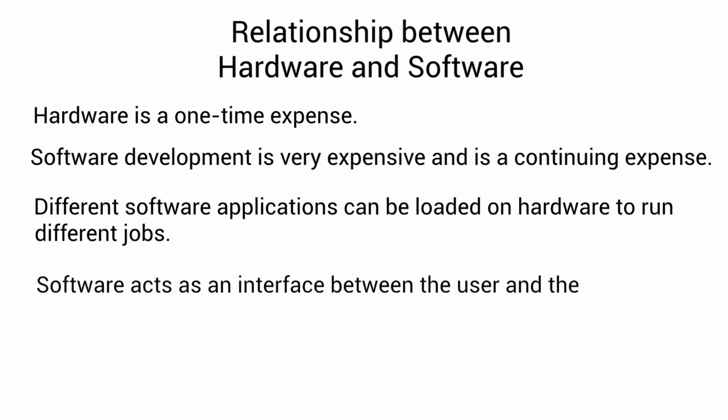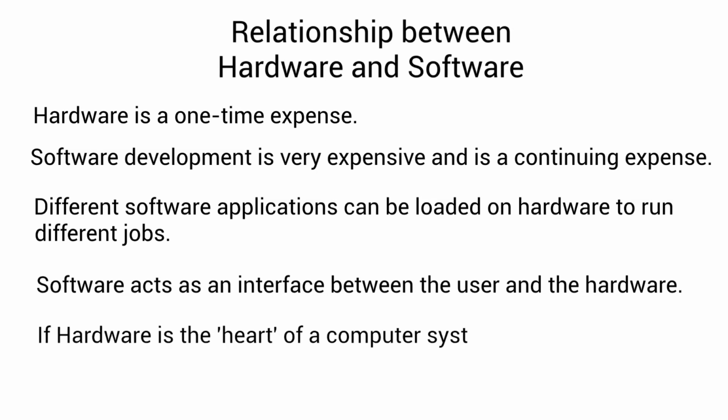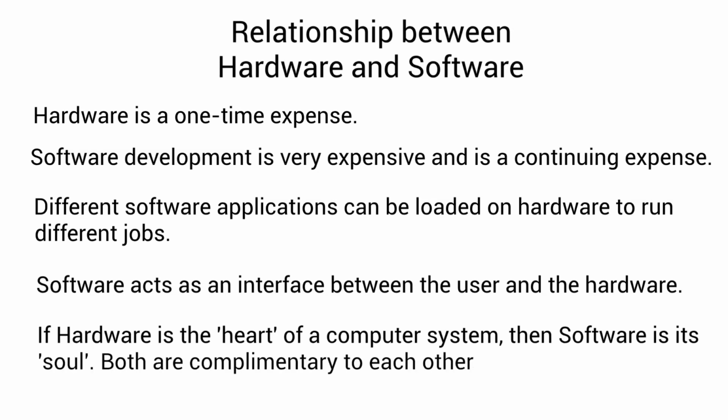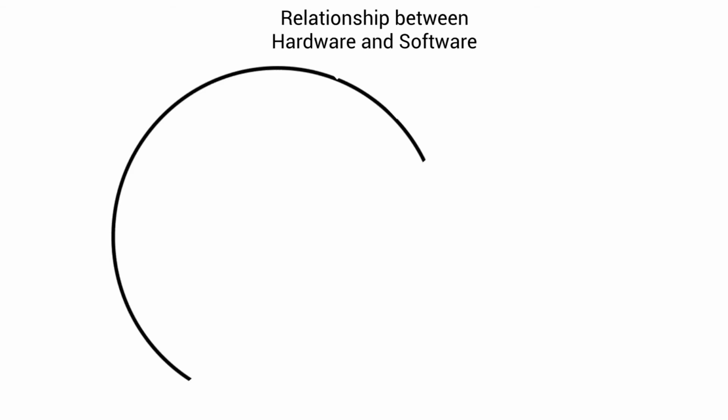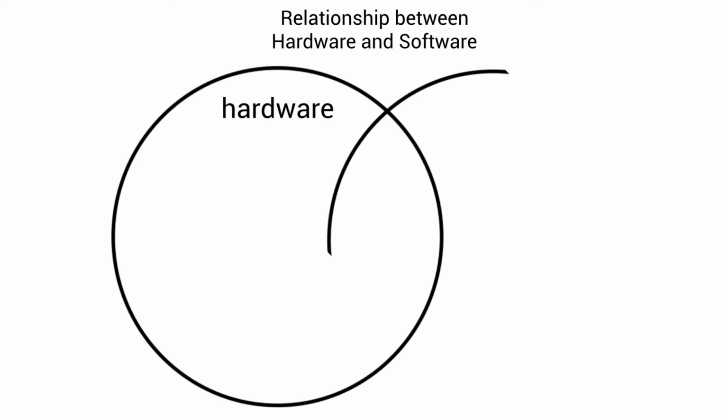Software acts as an interface between the user and the hardware. If hardware is the heart of a computer system, then software is its soul. Both are complementary to each other. Can you complete this Venn diagram to show the relationship between hardware and software?